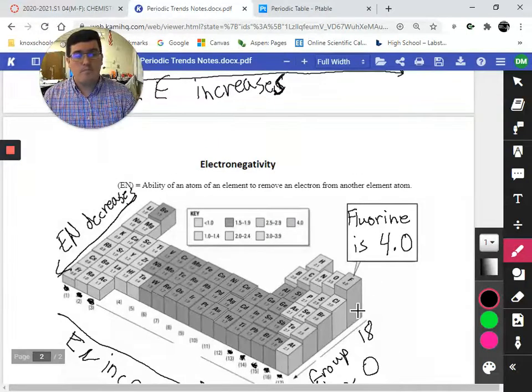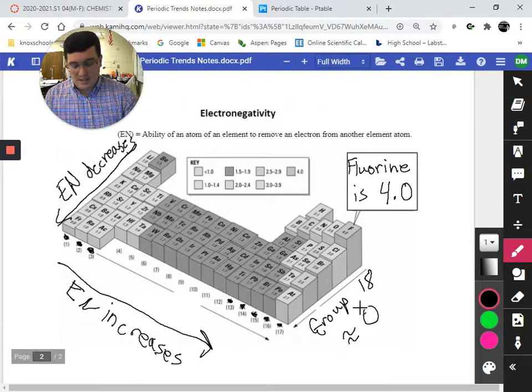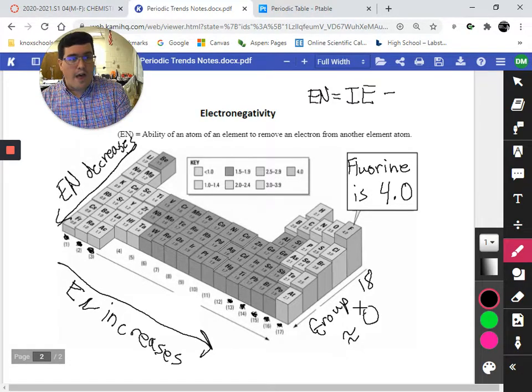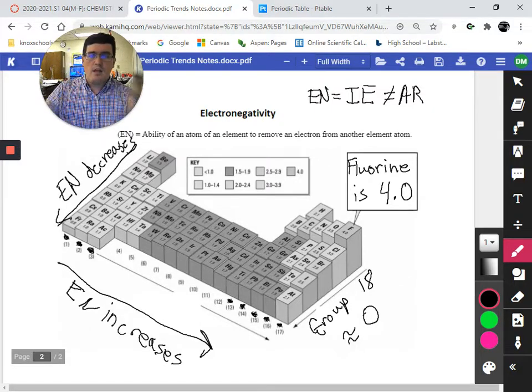Group 18 is 0. So on here I'm going to write, all I have to memorize then is that electronegativity is the same as ionization energy, and that they are both opposites of atomic radius. Easy way to memorize all three. Electronegativity and ionization energy are the same. Atomic radius is not. It is the opposite of the other two, which is kind of neat.